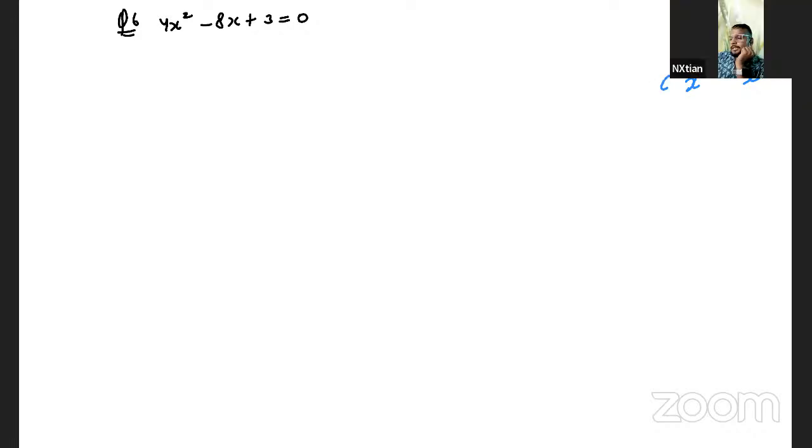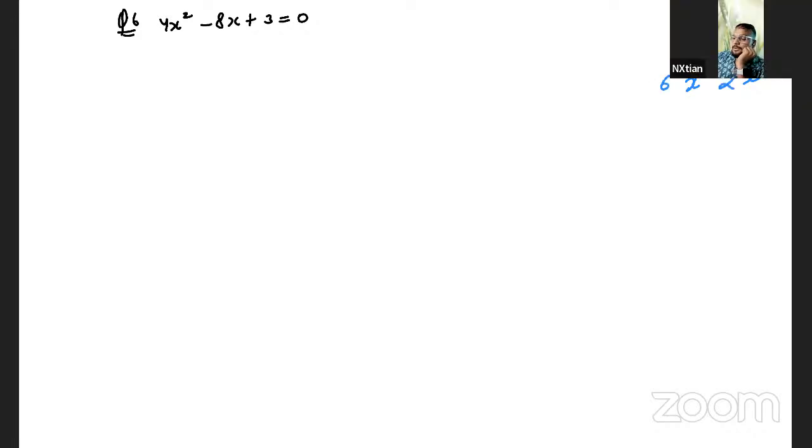So we have to multiply the first and the last term, so it becomes 12x square. So 1x and 1x will come. So what numbers do you want, to get the product as 12, and when you add them, you get minus 8? 4 and 3, but that becomes 7 now. You need 8. Any other numbers? 6 and 2.